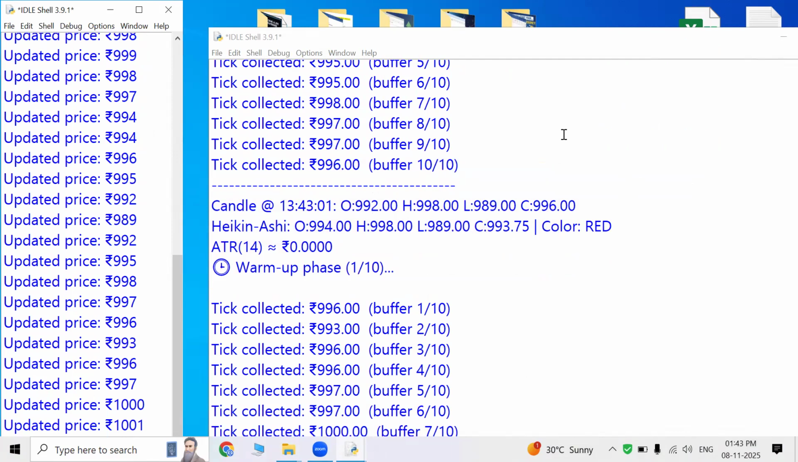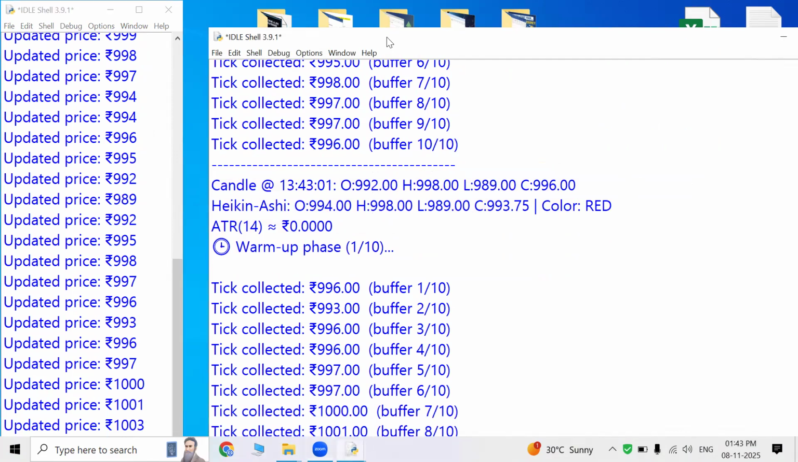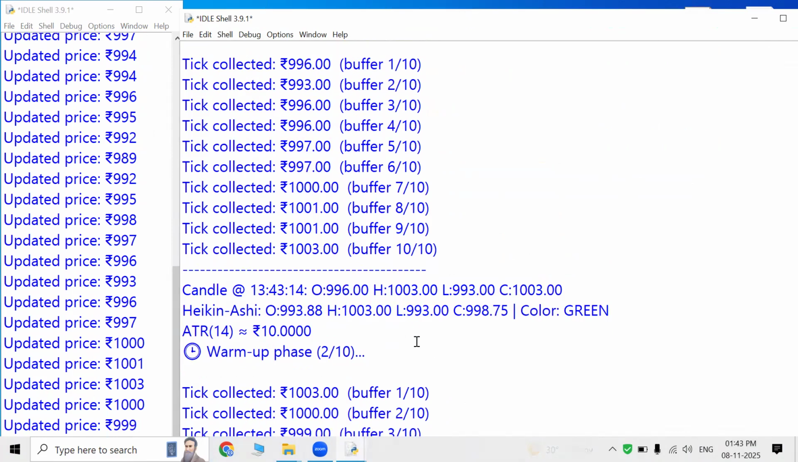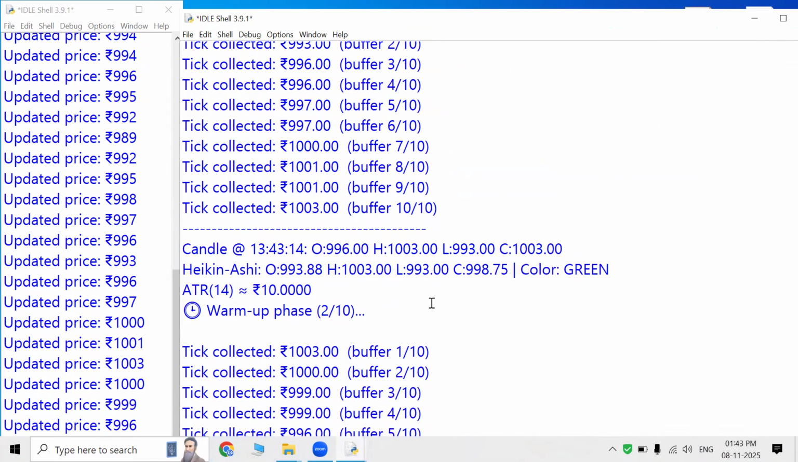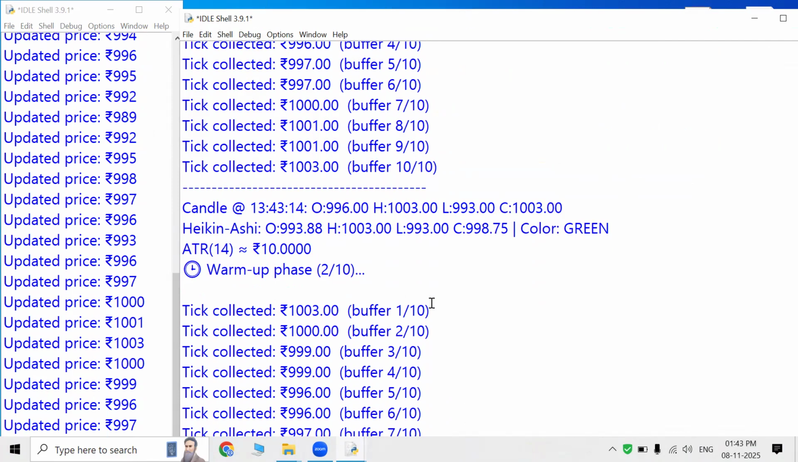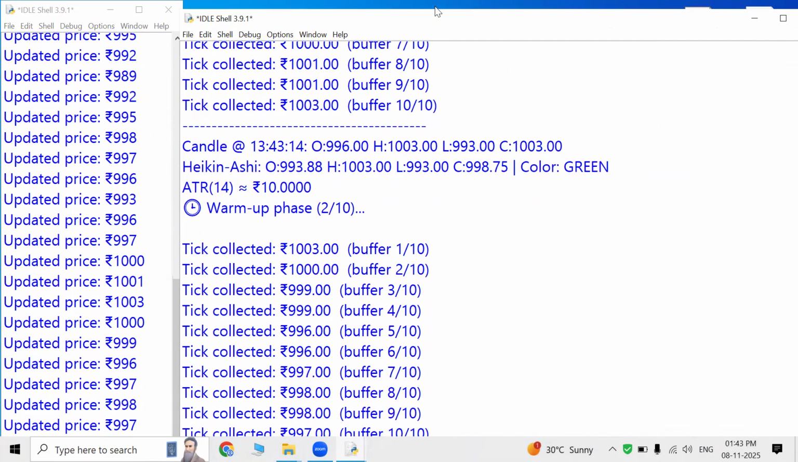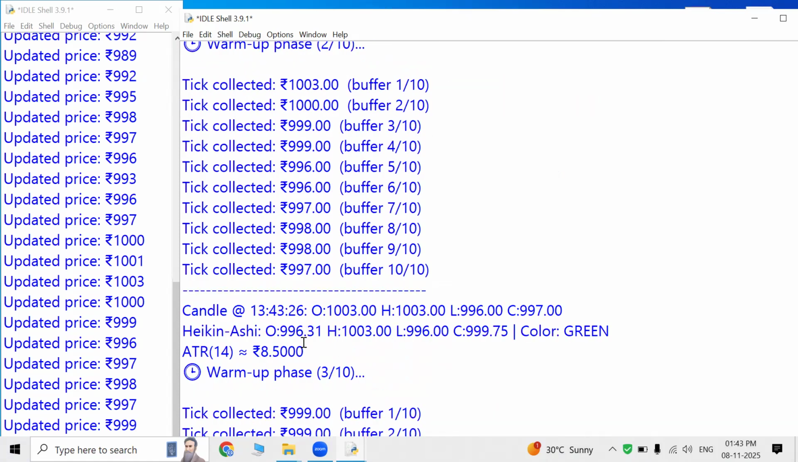Okay. Now we can check over here. It's in the warming phase. We are going to collect the data continuously. Each warming phase is of 10 cycles. We are collecting the data for a continuous 10 cycles, and after that, we calculate two things.